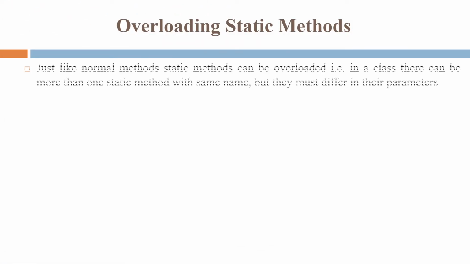Overloading of static methods. Just like normal methods, static methods can be overloaded. That is, in a class we can have more than one static method with the same name, but the methods must differ in their parameters. The methods must differ in terms of type of parameters or number of parameters or order of parameters. Then those methods are said to be overloaded.